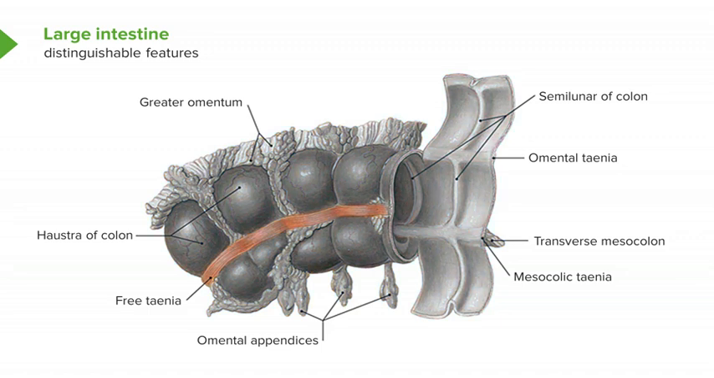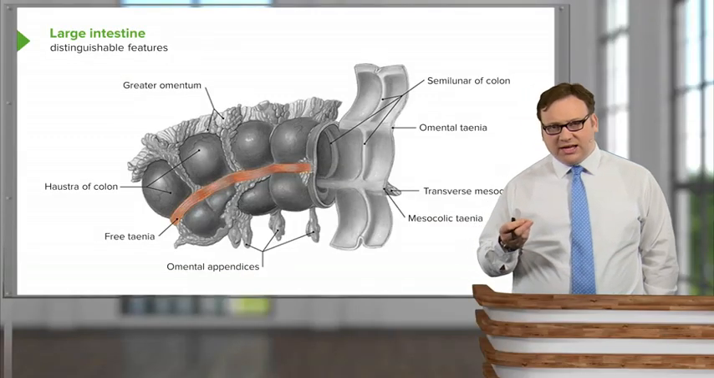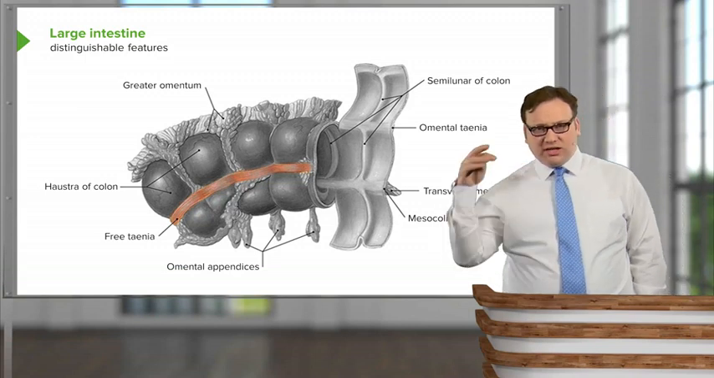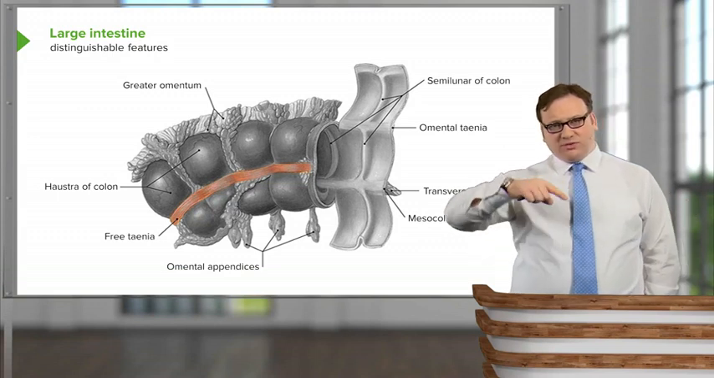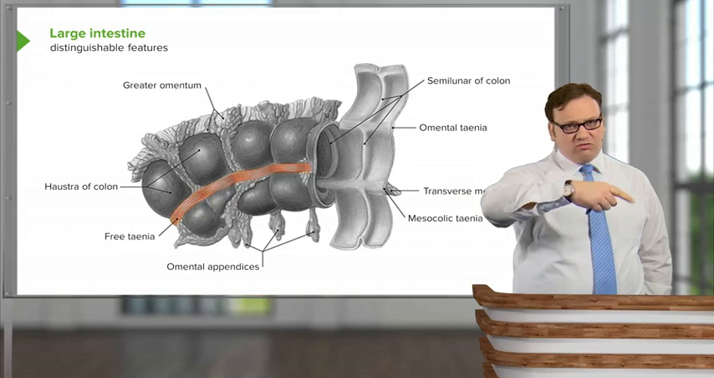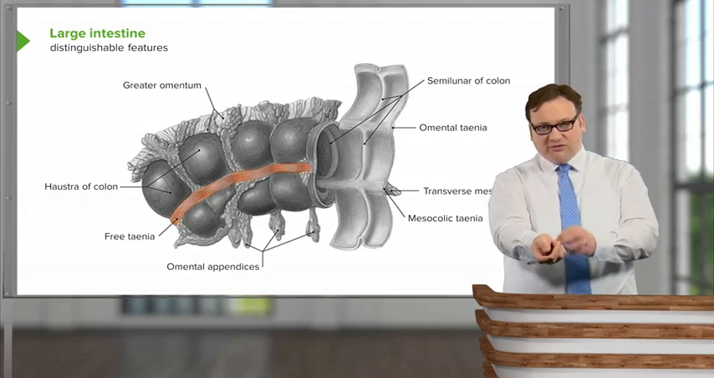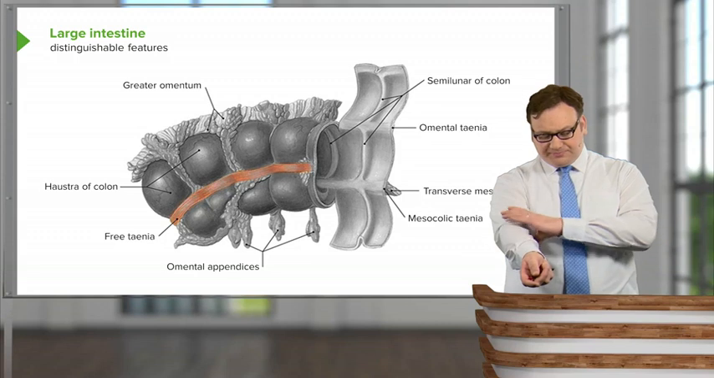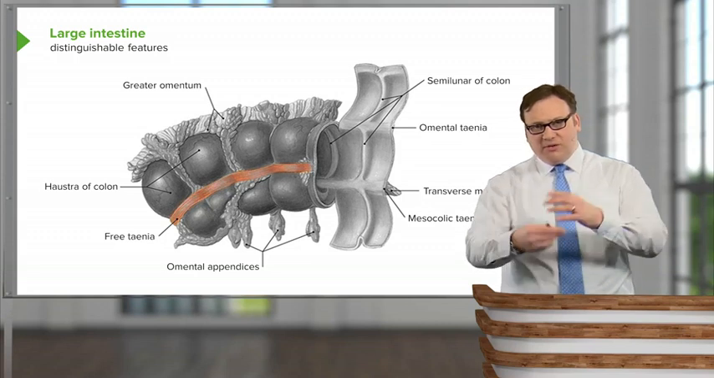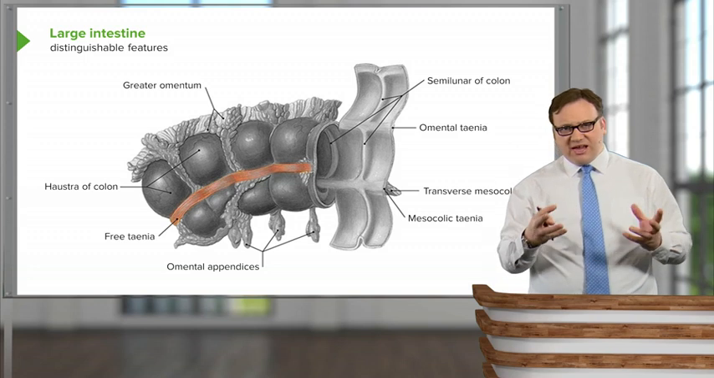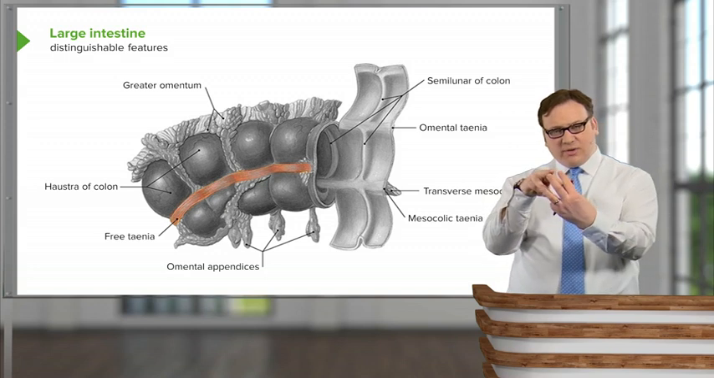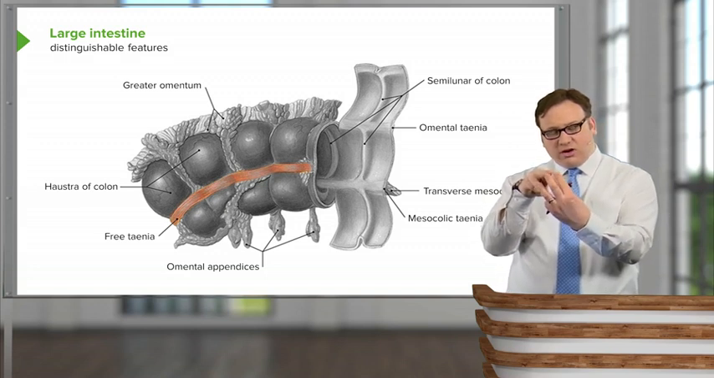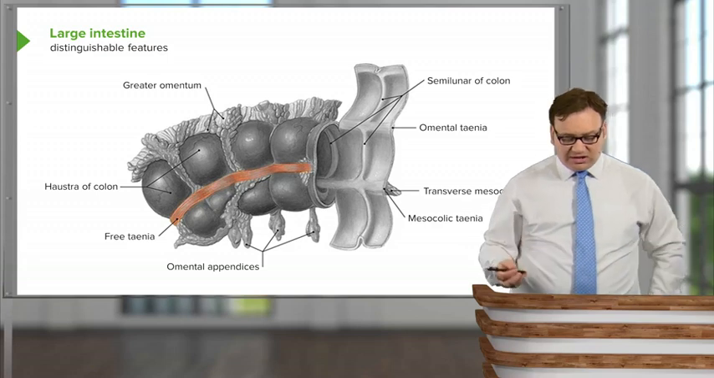These tenia coli here are bands of longitudinal muscle. When we looked at the small intestine, we saw that the longitudinal muscle that went in the same direction as the small intestine was a complete band that went all the way around, a bit like my sleeve, completely covering the small intestine, running in this longitudinal direction. But for the large intestine, you only have 3 bands. It's an incomplete sleeve. You just have 3 bands that are going alongside the large intestine. And these are called tenia coli.